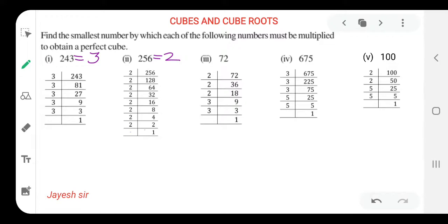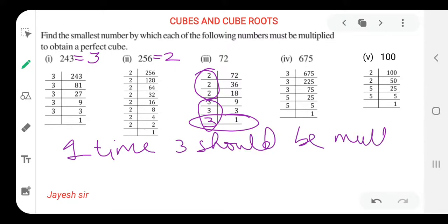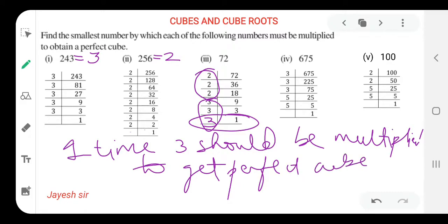We need to make the groups of 3. 3 2s we have got, that means one group is completed. We want three similar numbers, so one group is completed. Similarly, now the second group: 2 times 3 is there, 1 time 3 is missing. Again the answer would be 1 time 3 should be multiplied to get a perfect cube. I hope you all might be getting it, friends. So 1 time it should be multiplied. 1 time 3 should be multiplied.